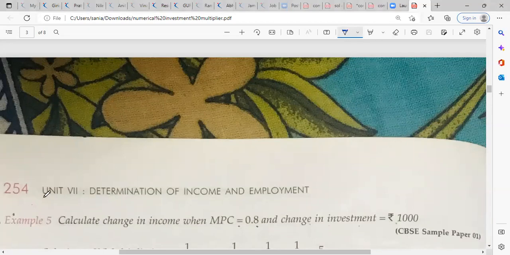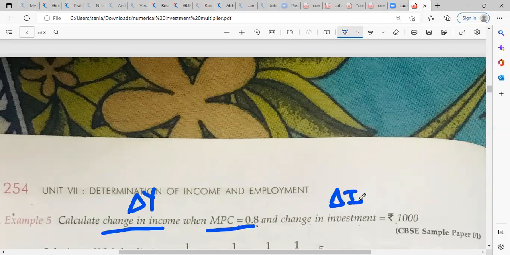Good evening, Pranav. This is for both of you. You have to calculate change in income. Change in income means you have to calculate delta Y. When MPC is given and changes in investment is also given, that means delta I is also given to you. So you have to calculate this delta Y.